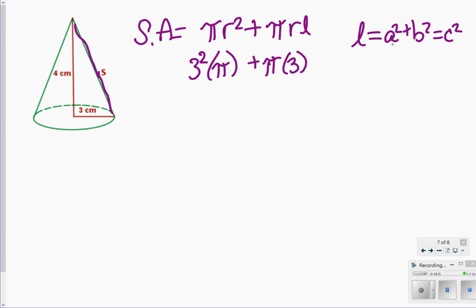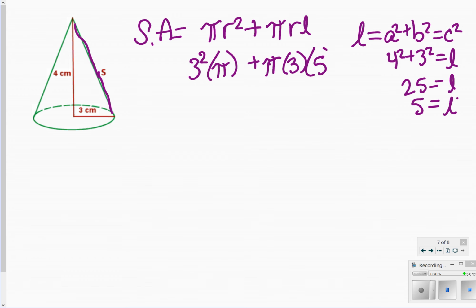So if you plugged your values in, you would have 4 squared plus 3 squared, and it's going to be equal to whatever our slant height is. Well, you'd find that this is 25, and it's equal to that, but this is a squared number, and we need to figure out what one slant height is. So really our slant height is 5. All right? So our slant height is now going to be 5.